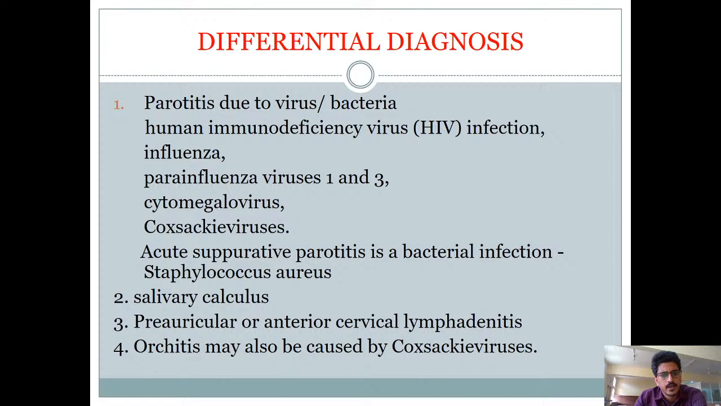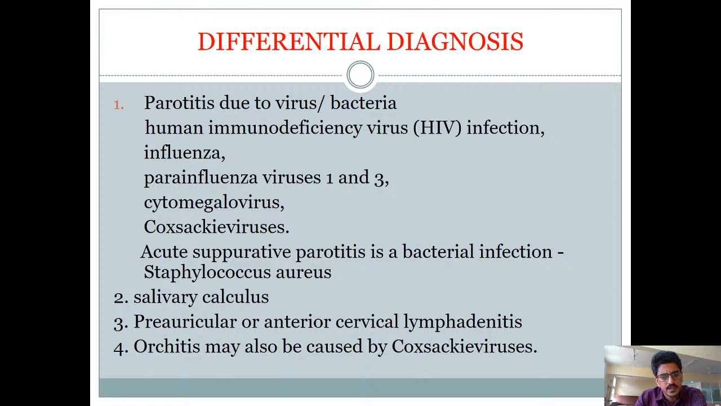HIV infection can cause it. Parotid gland enlargement is one of the WHO defining conditions in AIDS. And influenza, parainfluenza virus 1 and 3, cytomegalovirus, and Coxsackie virus can cause it. It can also be because of bacteria, like acute suppurative parotitis because of Staphylococcus aureus. If there is any obstruction like salivary calculus, it can also cause parotid gland enlargement. And preauricular and or anterior cervical lymphadenitis may look like parotid gland enlargement.